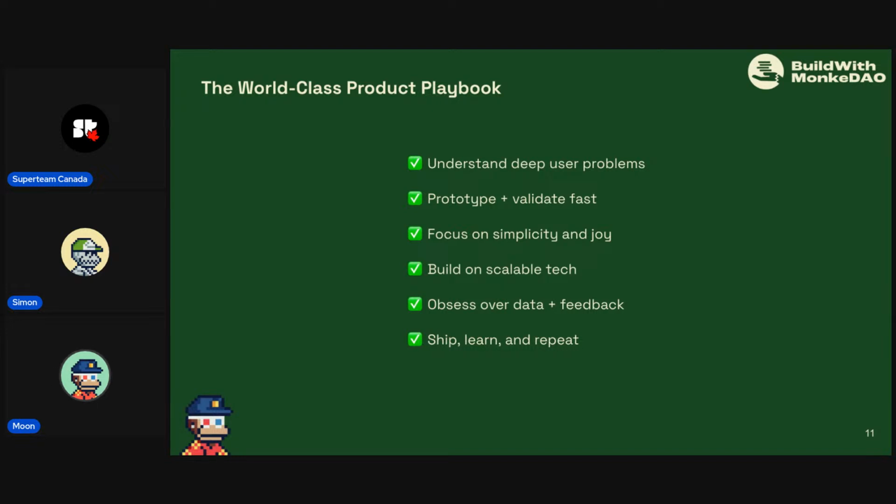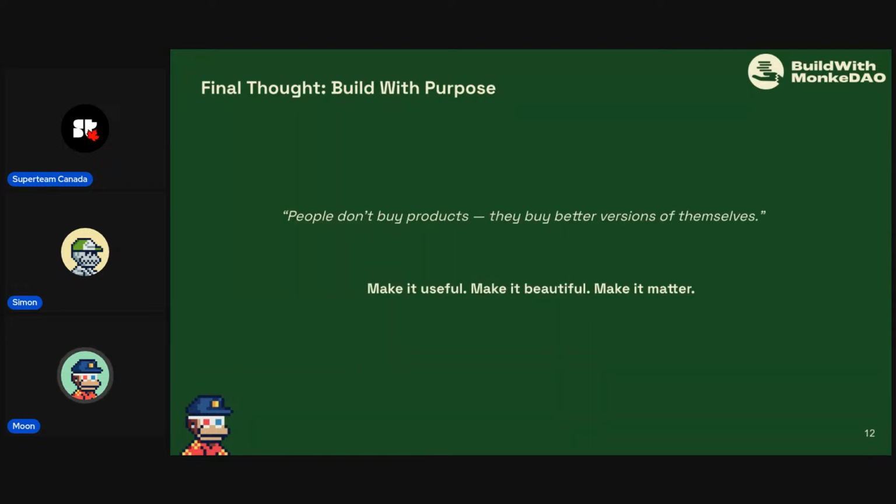Then lastly, ship, learn, and repeat. It's not a one size fits all solution. There's no end goal line. There's always a next goal. There's always a new feature. There's always a new capability. There's always a new way to evolve your products. So always be building. Then final thoughts: build with purpose.